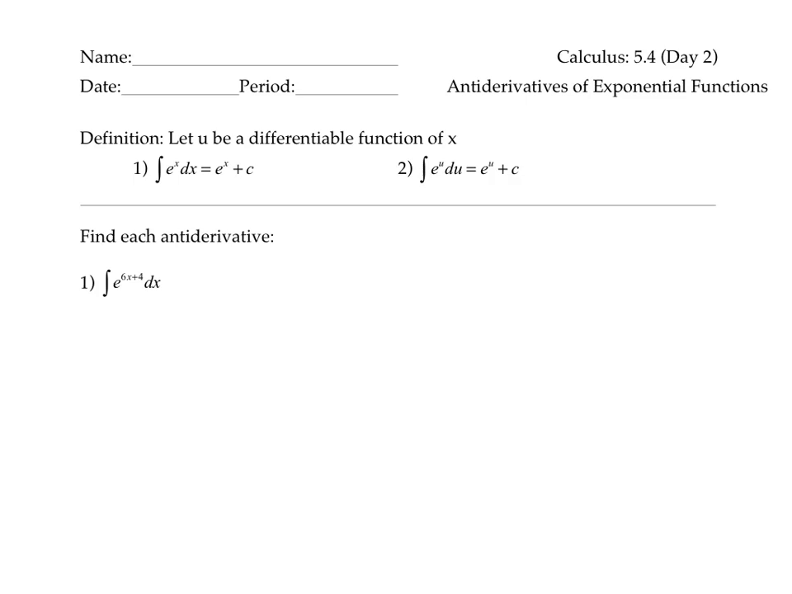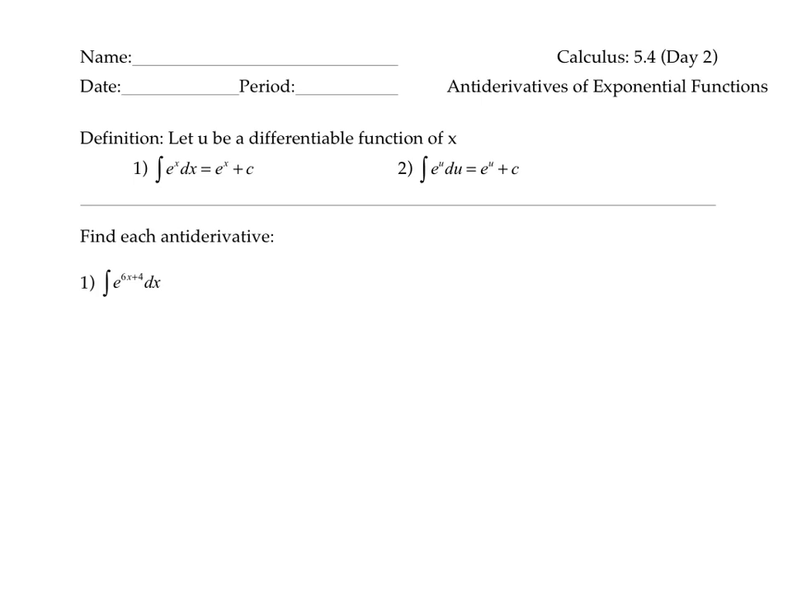It says let u be a differentiable function of x, and if we have the antiderivative of e to the x dx, it will just be equal to the function e to the x plus c. But if that exponent on e is anything other than an x, it will require a u substitution.